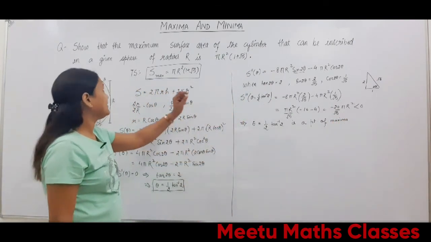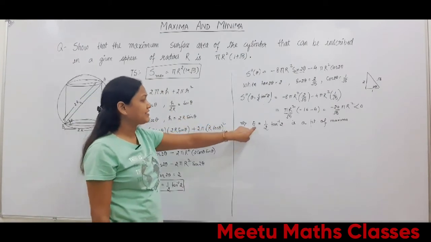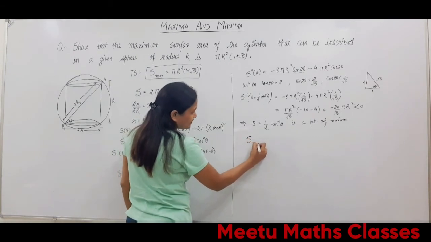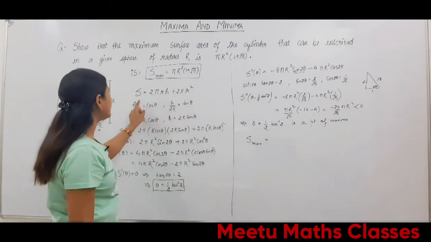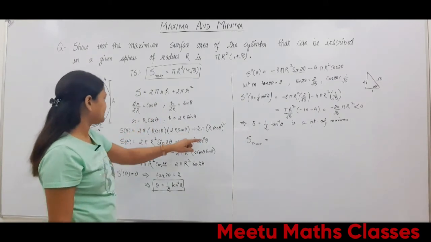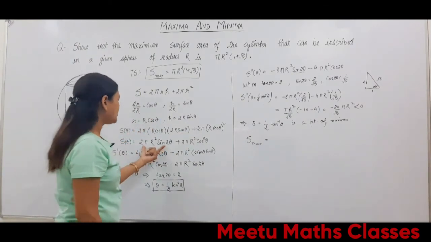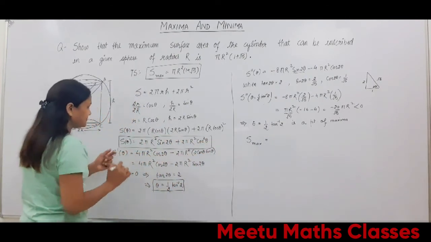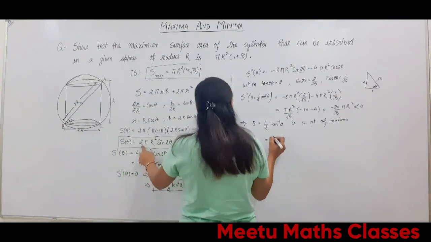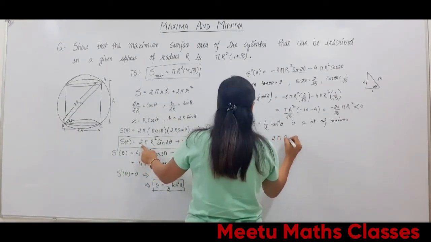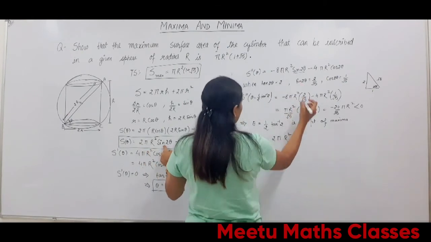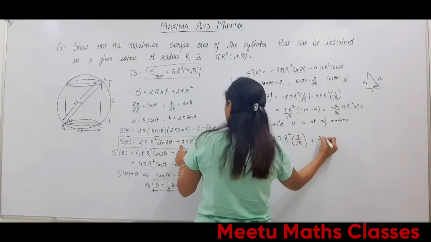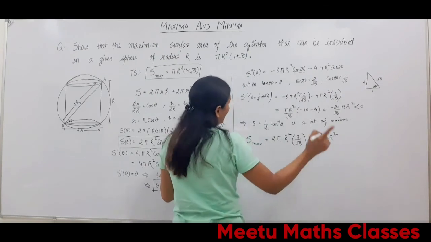And if this is the point of maxima, you have to find the surface area at this point. So the surface area at this point is, your surface area is this. So by using this function, you can easily find the maximum surface area. So the maximum surface area will be 2 pi R square, sin 2 theta is 2 by root 5, plus 2 pi R square and cos square theta.